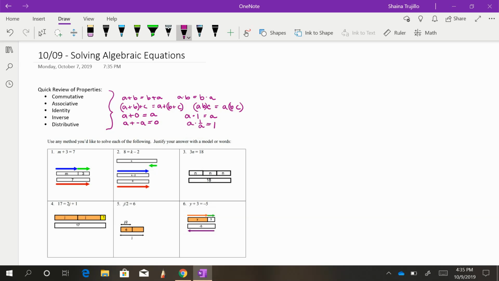All right. Now the distributive property states that when anything is in parentheses, it just means that this term outside multiplies to each term on the inside. That is our distributive property.